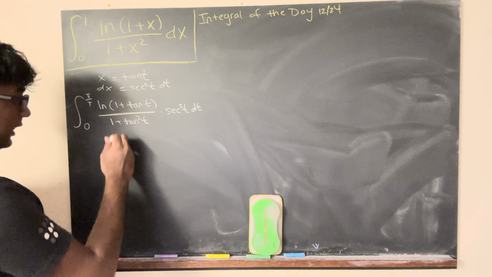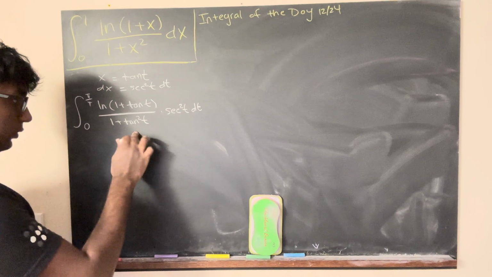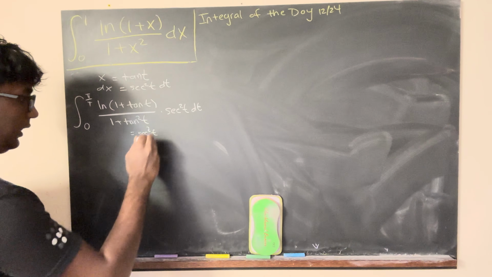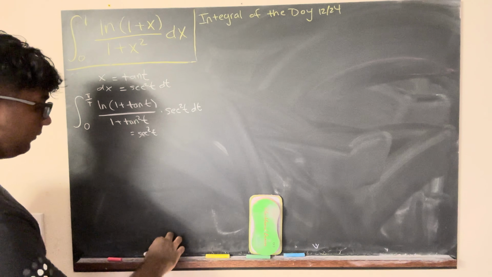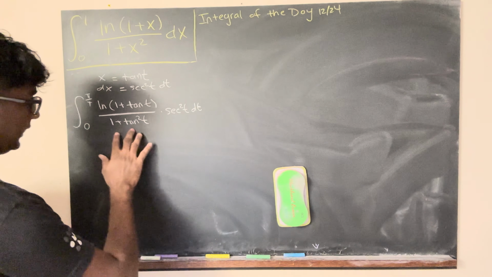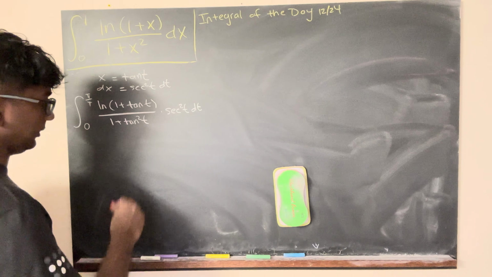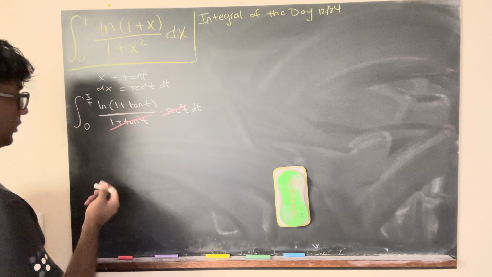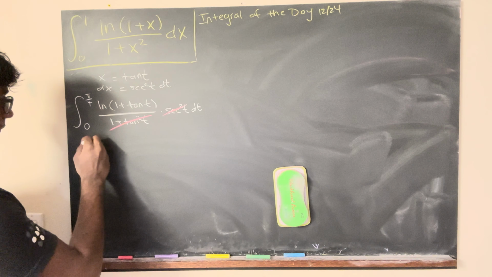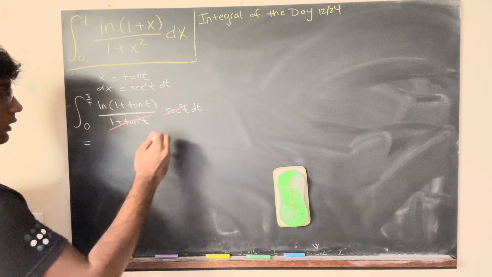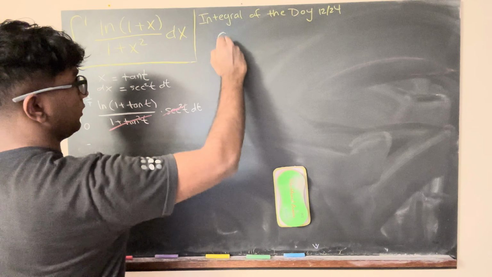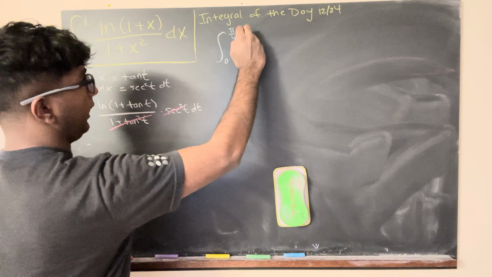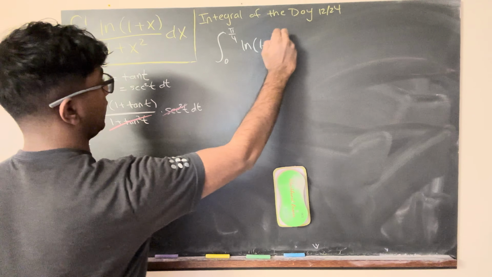There's a trig identity that says that 1 plus tan squared of t is equal to secant squared of t, and this is from the Pythagorean identity. So we can simply cancel these two out. Our new integral expression is now the integral from 0 to pi over 4 of ln of 1 plus tan of t.